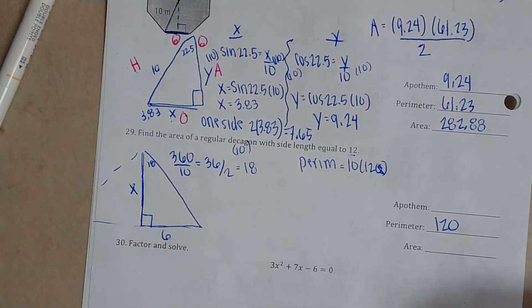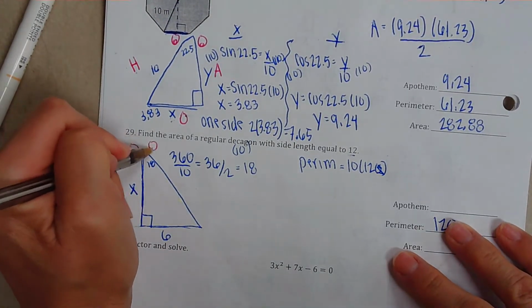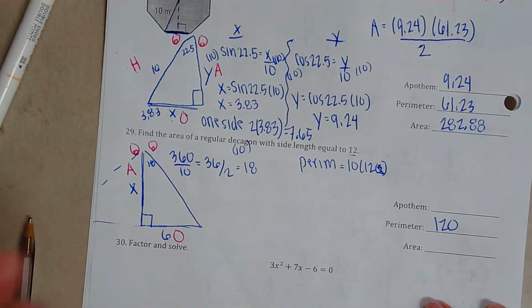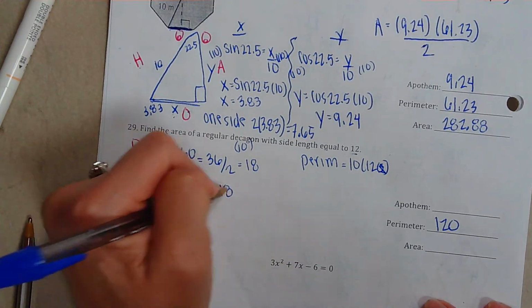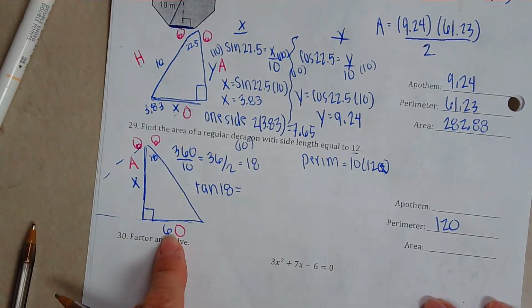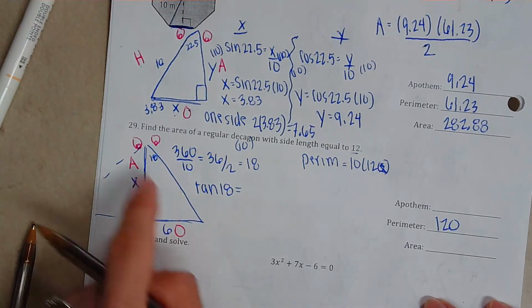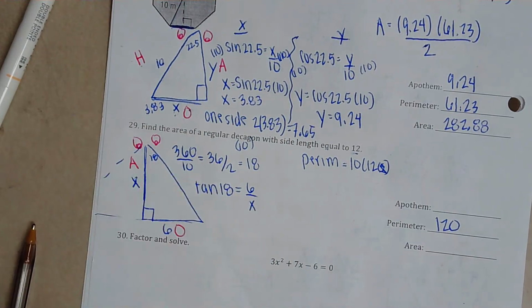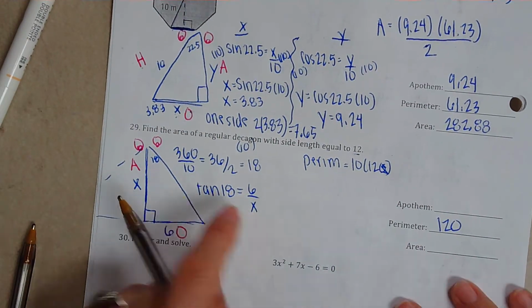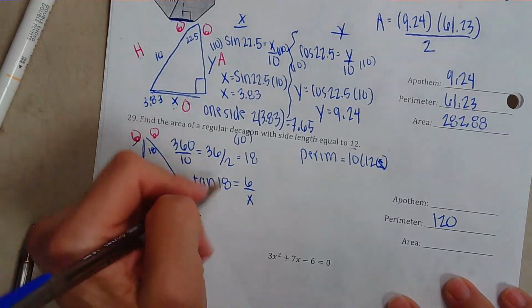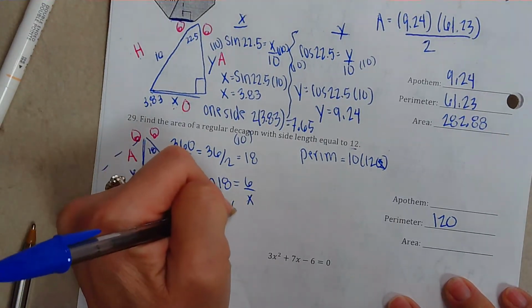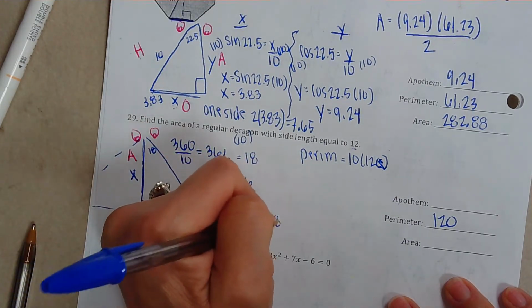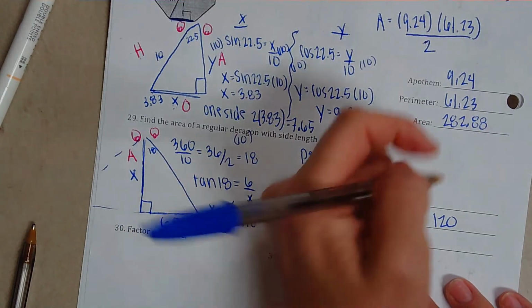So I'll just say that's x. I'll put my googly eyes here. This becomes my opposite. This is my adjacent. And I have tangent 18 equals my opposite. Oh, tangent because it's TOA, opposite and adjacent. Equals my opposite 6 over my adjacent x. Remember the trick, when x is on the bottom, they simply switch places. So this becomes x equals 6 over tangent 18, which is 18.47.